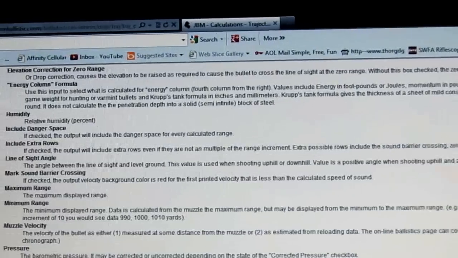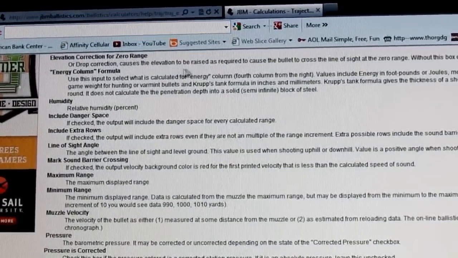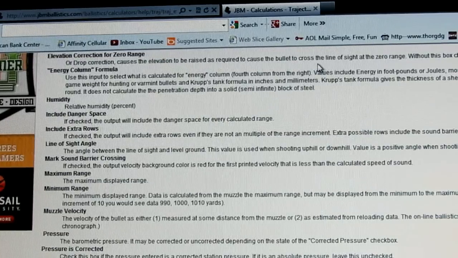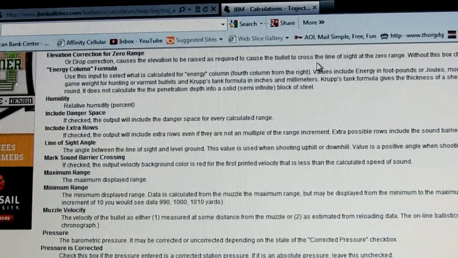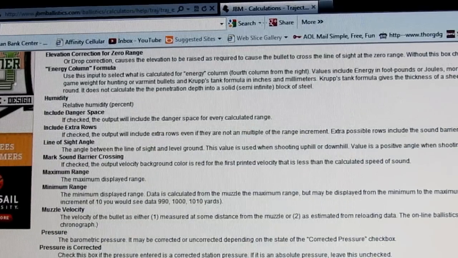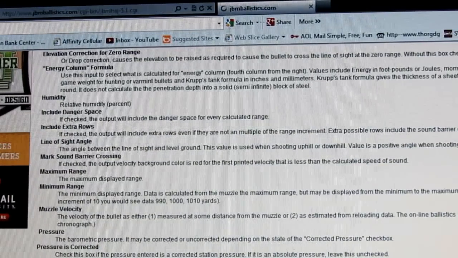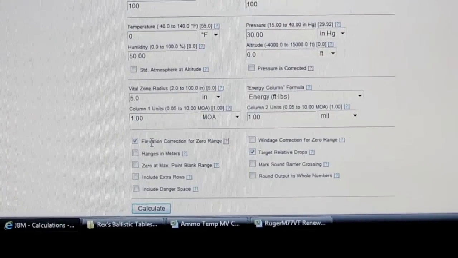All right, elevation correction for zero range, or drop correction, causes the elevation to be raised as required to cause the bullet to cross the line of sight at the zero range. Without this box checked, the zero range is ignored. Okay, so we want to leave that checked because we don't want to ignore our zero range. So it's always good to go through and double check what all these boxes mean. So that's what we're trying to learn how to do here. So we'll leave that checked.